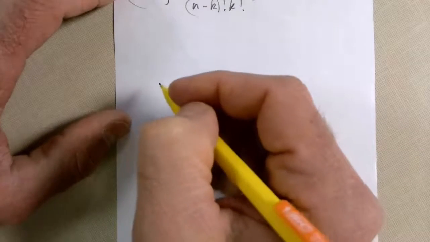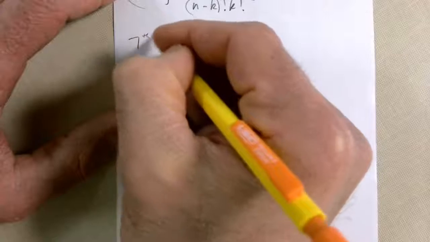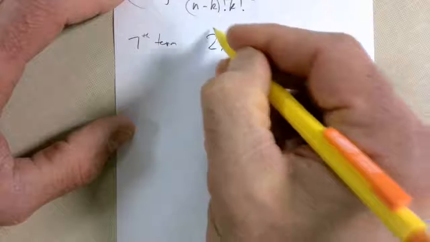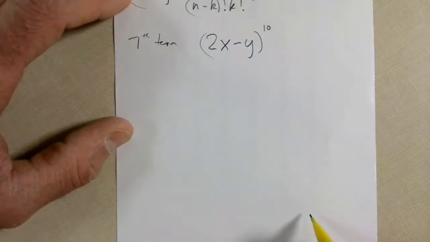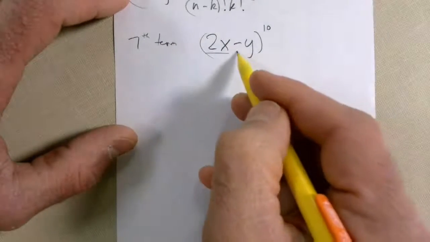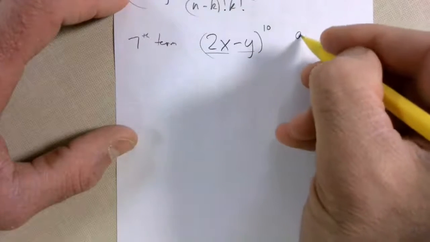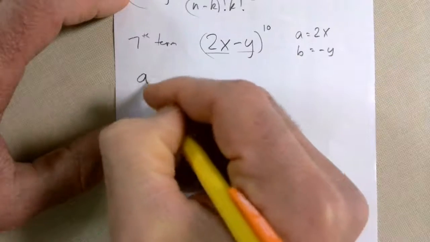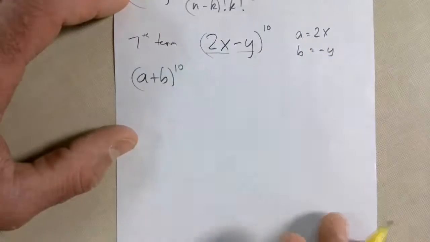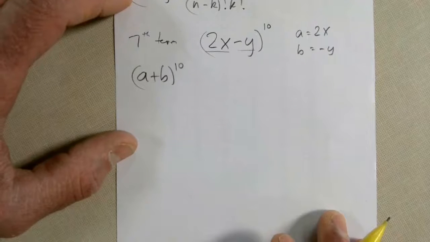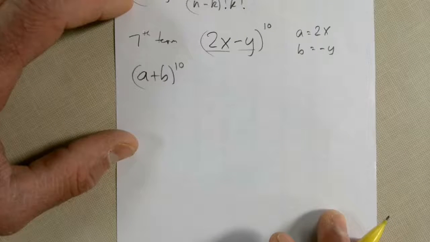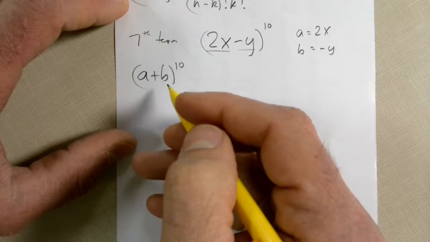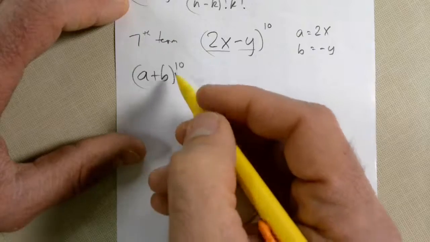Find and simplify the 7th term. So we want to find the 7th term in the expansion of 2x minus y to the 10th power. Okay, so instead of dealing with the 2x and the y, what we're going to do is we're going to say that a is equal to 2x and b is equal to negative y, and we're going to start with a plus b to the 10th power. Okay, now find the 7th term. Well, the 7th term is going to be 2 with b to the 6th.